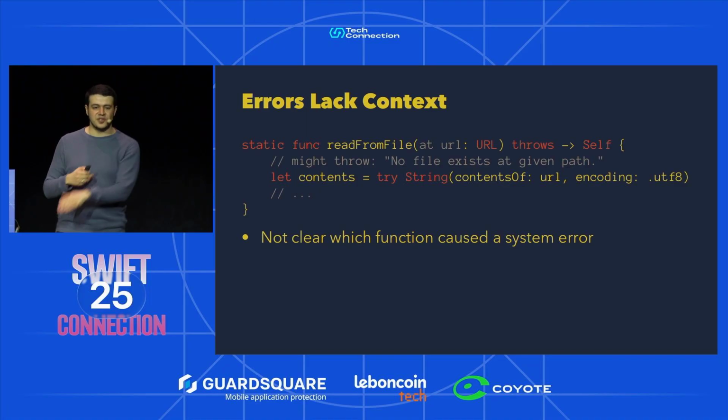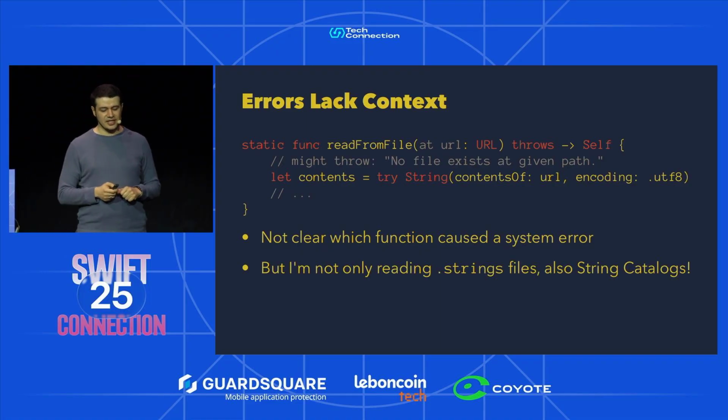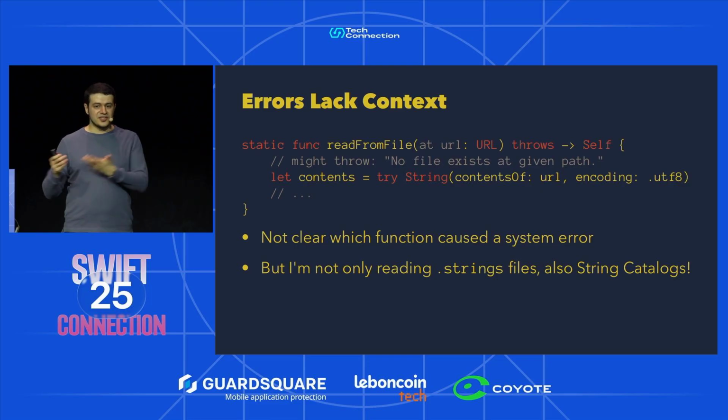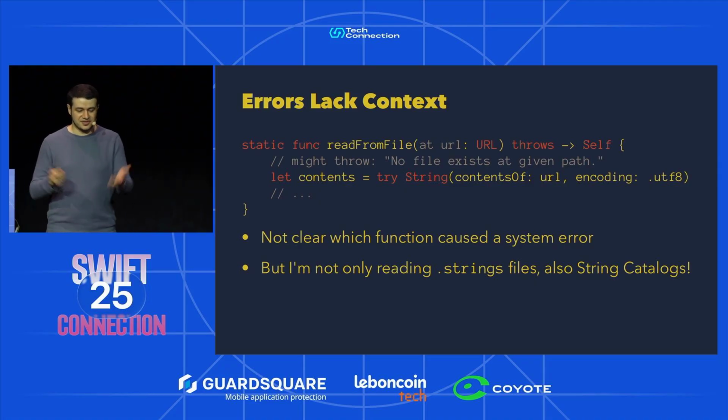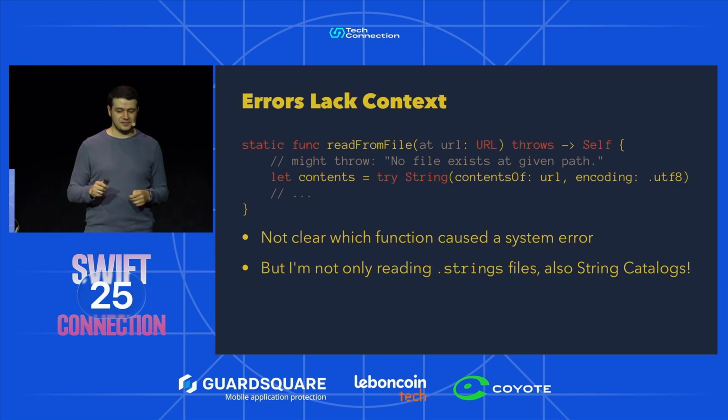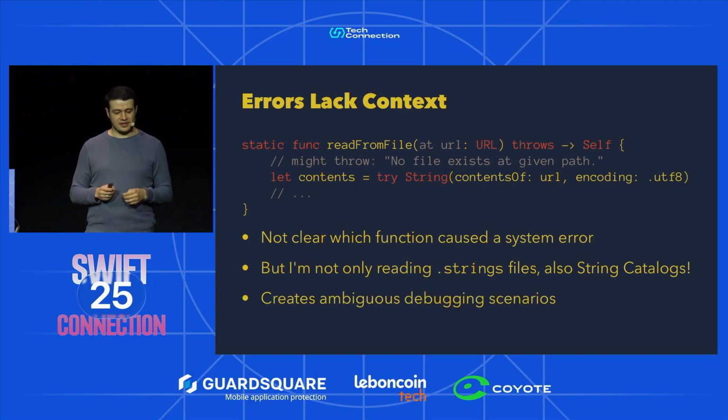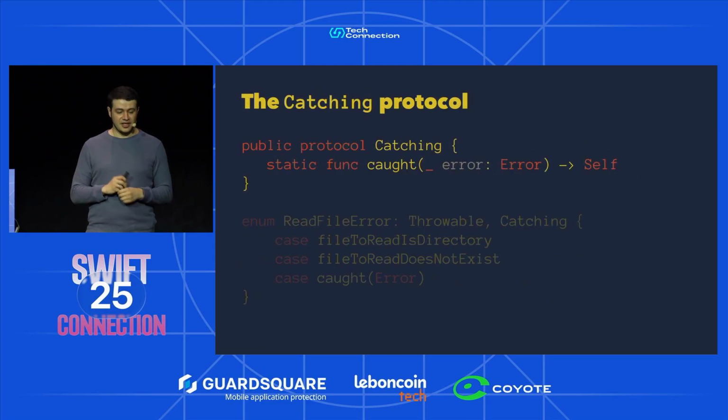It could be down somewhere in some system library. And I'm in my app reading string files and string catalog files. So I want to know which one failed, and it doesn't give us this context. It's just saying no file exists. And it creates ambiguity.